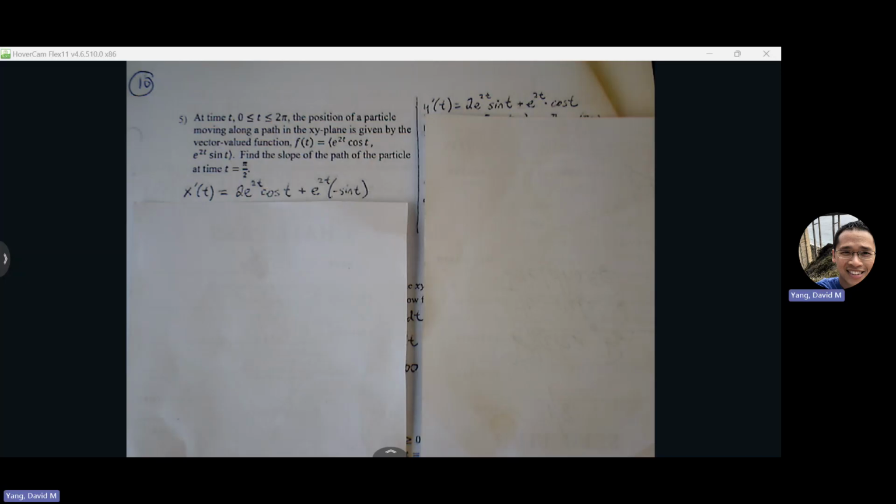And so right now we have a vector function that's at the position level. We want to get to the velocity level. So let's find f prime. So x and y component, find x prime, find y prime. Replace all the t values with pi over 2, and then you can do y prime over x prime to get your slope.